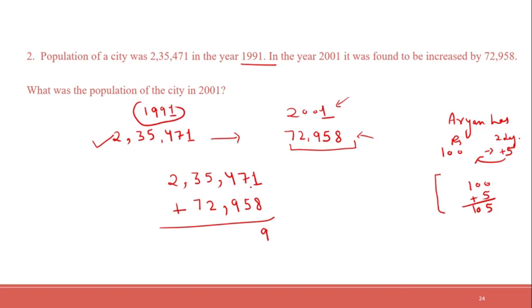8 plus 1 is 9, 7 plus 5 is 12, 2 here, 1 carry here, 4 plus 5 is 9, plus 1 is 14, 4 here, 1 carry here, 5 and 1 is 6, 7 is 8, then 7 and 3 is 10, 0 here, 1 carry here, and then 3. So now the population became 3,08,429 in the year 2001. Got it? Let's come to our next question.